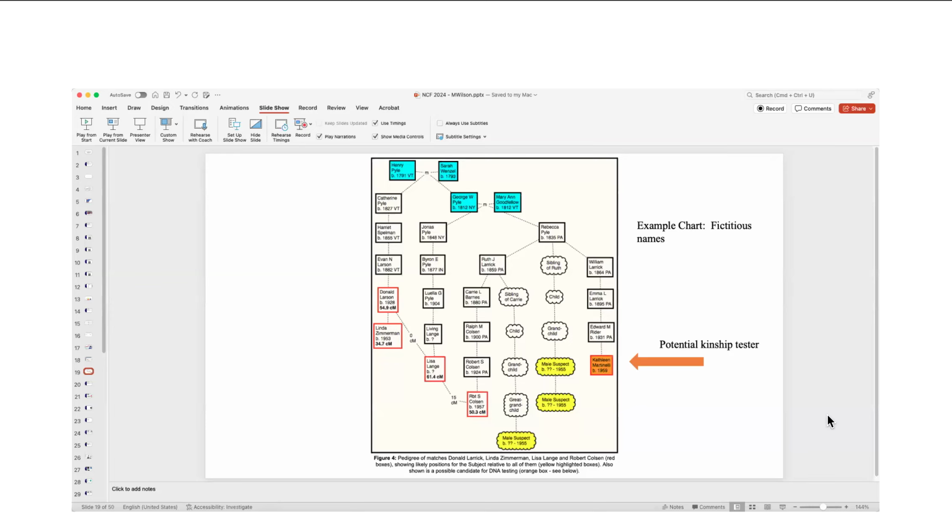And what they've found is that if this person would agree to be tested and upload their profile into Family Tree or GEDmatch or both, then the matches can be ascertained and the exact relationship between the suspects, the bubbly yellow cloud-like thing is potential male suspects. Those relationships can be further refined once that potential kinship tester has tested.